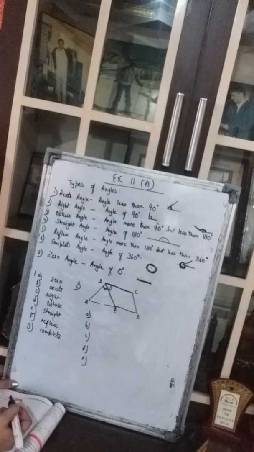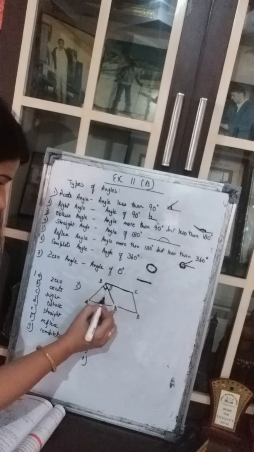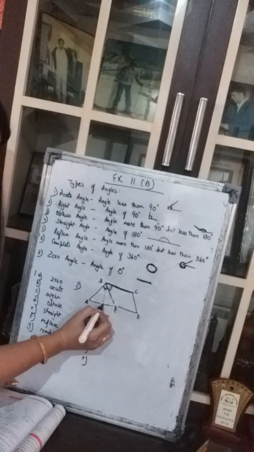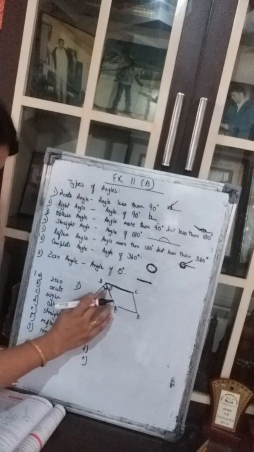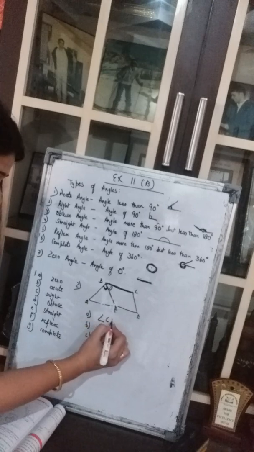Got it? Why? Because had it been a straight angle, it would have been like this. Yes, you're right. Like this it would be a straight angle. But it is less than this. So this angle is an acute angle. So the angle is angle CBE.